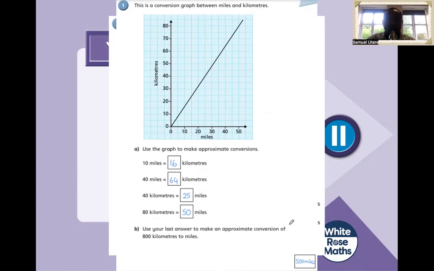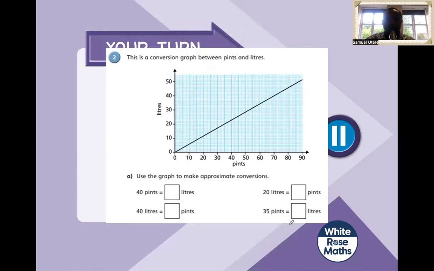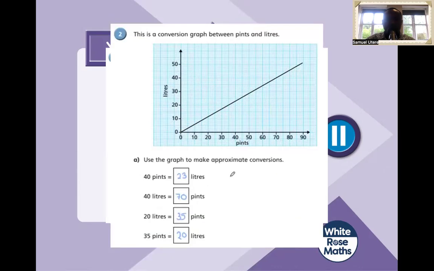Pause the video and answer question 2 in 1 minute. Assuming you've paused the video and you've answered question 2, here are the answers. So for 2A, you can see you're using the conversion graph to convert between pints and liters. Now, looking at pints and liters, you can see 40 pints would be equivalent to 23.